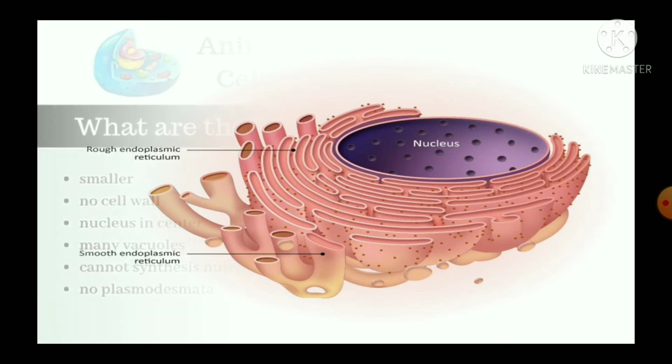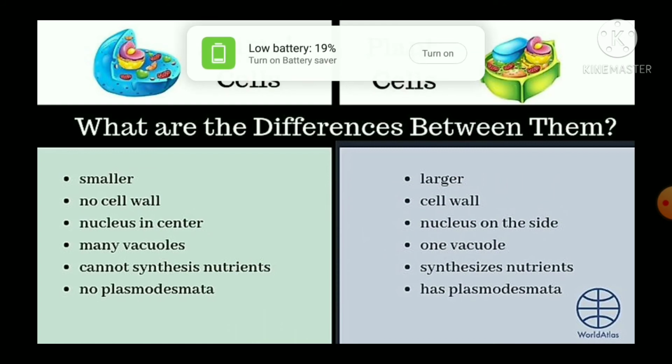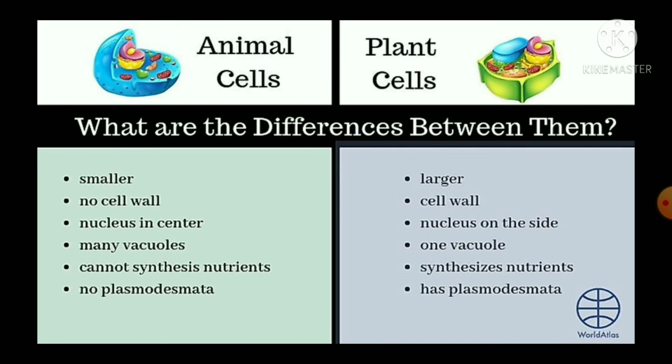So next comes the difference between animal cells and plant cells. What are the main differences? Animal cells are smaller as compared to plant cells. Animal cells do not have a cell wall, but plant cells have a cell wall to be protected from weather like wind, rain, storm, etc. In animal cells, the nucleus is found in the center, whereas in plant cells, the nucleus is found on the side. Animal cells have many vacuoles, but plant cells have only a single large vacuole in the center of the cell.